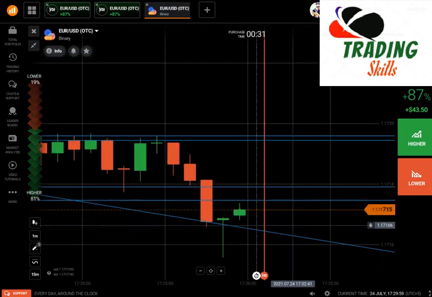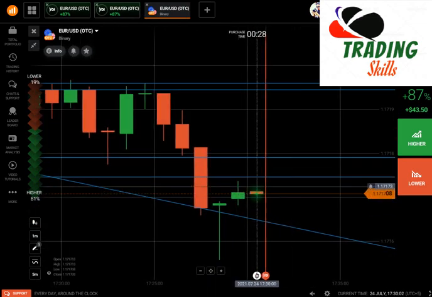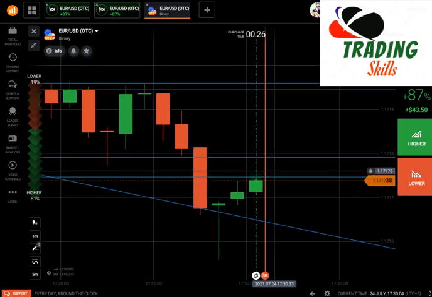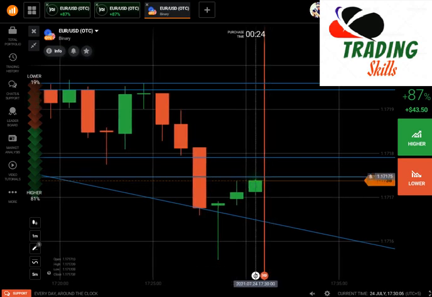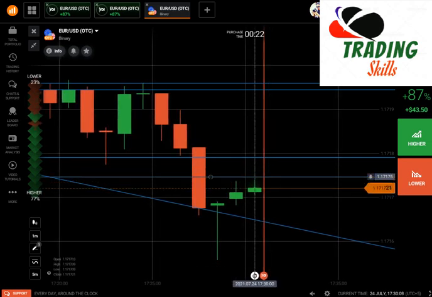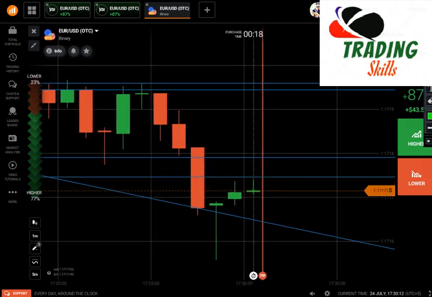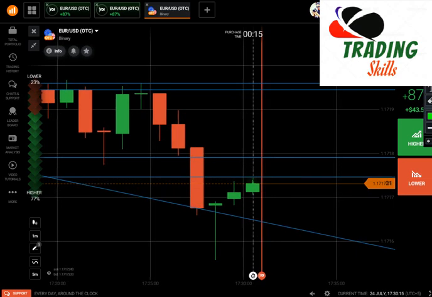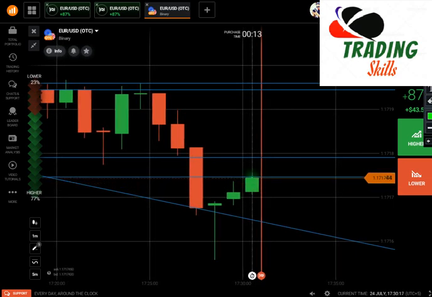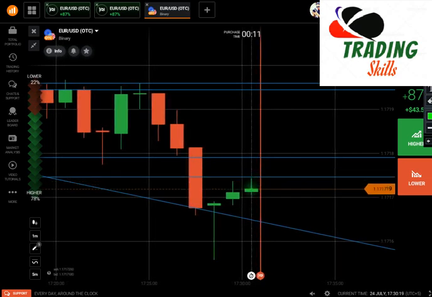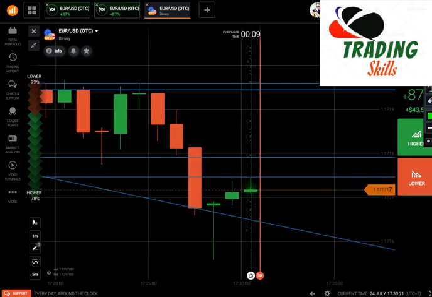Now I need to wait. The next candle can also go up. It can hit this level and it can come down, but I need to take the opportunity. Okay, so now you can see the market is trying to go up.